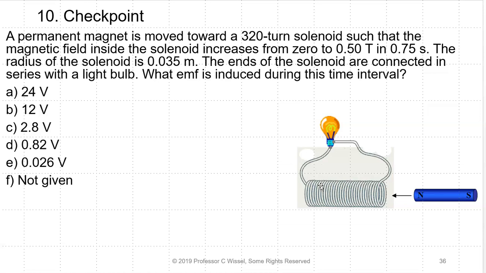Okay, a permanent magnet is moved toward a 320-turn solenoid such that the magnetic field inside the solenoid increases from 0 to 0.50 Tesla in 0.75 seconds. The radius of the solenoid is 0.035 meters. The ends of the solenoid are connected in series with a light bulb. What EMF is induced during this time interval?